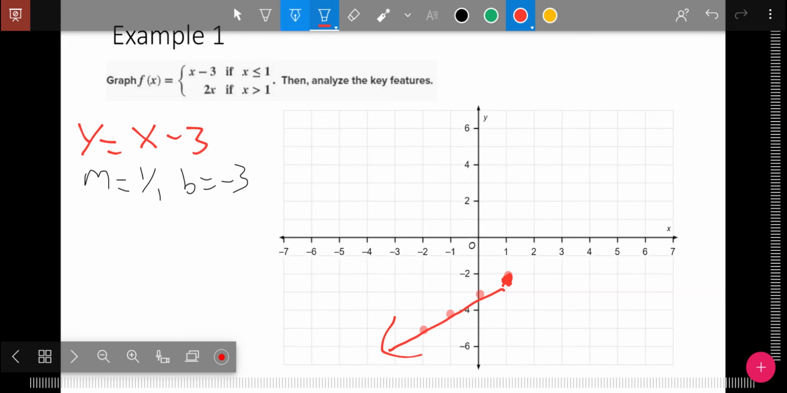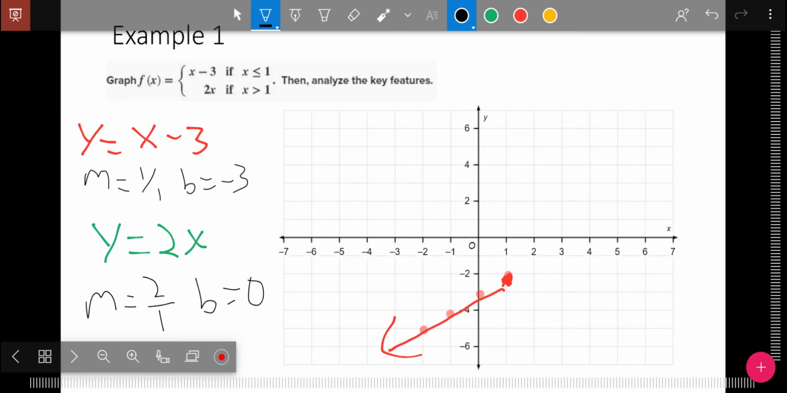And then I want to do the same basic kind of thing here for the next one, y equals 2x. And so my m is 2/1 and my b is 0. And so I would start that graph at 0 and go up 2/1, up 2/1, up 2/1, and then I'm going to draw it in nice and lightly, best I can.